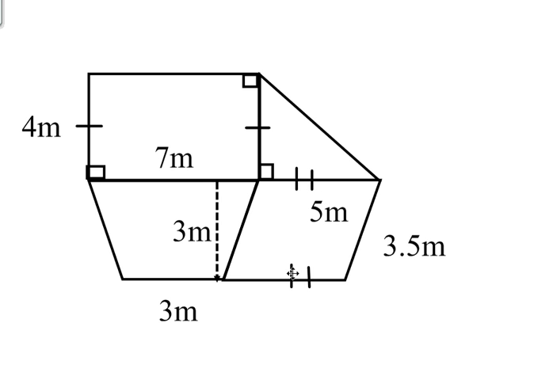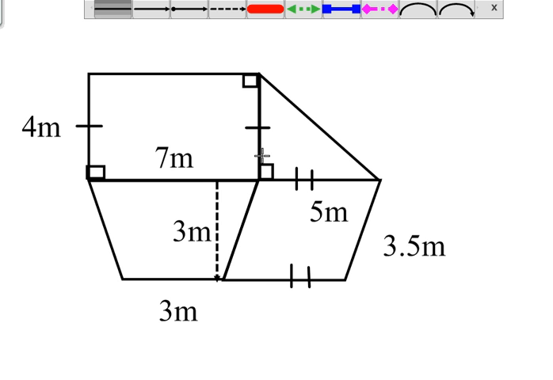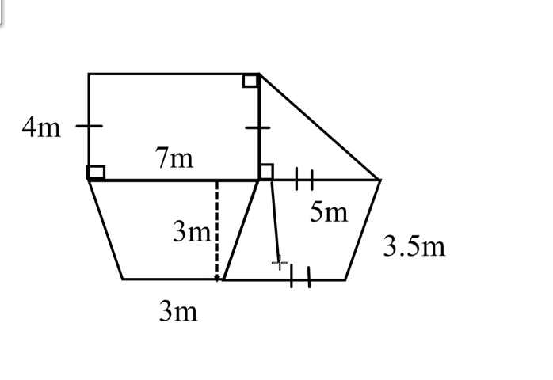Then we have a parallelogram. Our base here is going to be 5 as well because it's parallel to this. And the height, although we don't have something in the middle, we can look over and see that this is an extended parallelogram even though it's in the trapezoid, and the height is 3 meters, so therefore our height would be 3 meters.